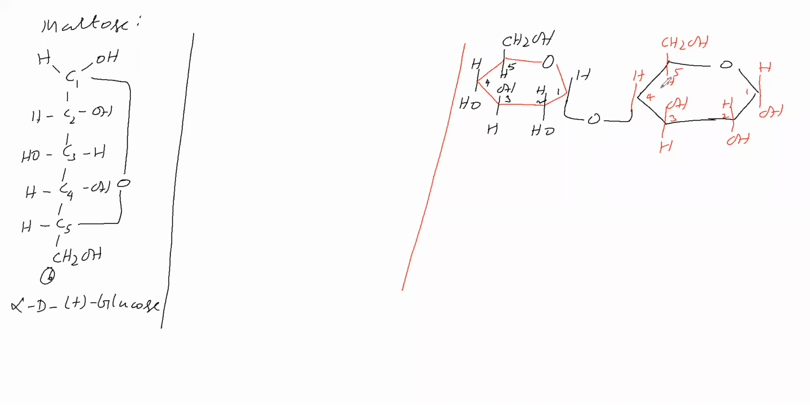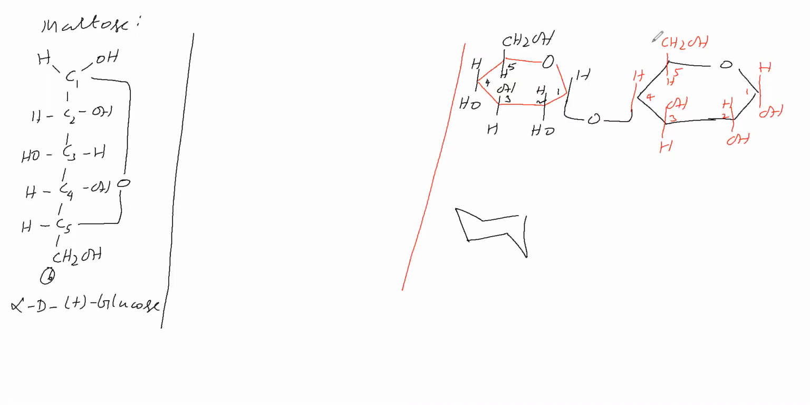Now we will give this in another structure. We will draw alpha D plus glucose in a chair form, because it is a cycle containing 6 atoms. Therefore, we will give a chair form. So now we are drawing a chair form.